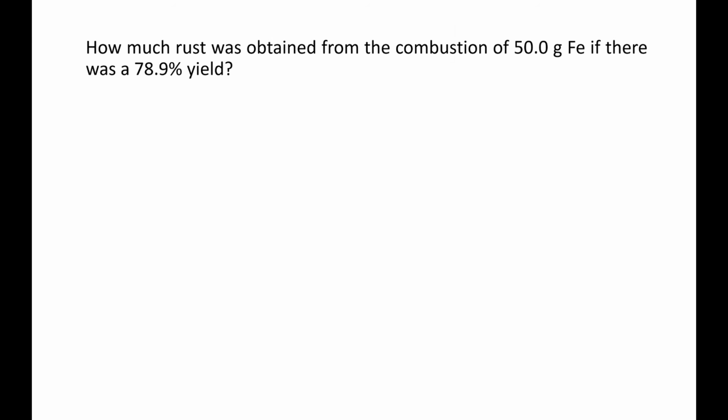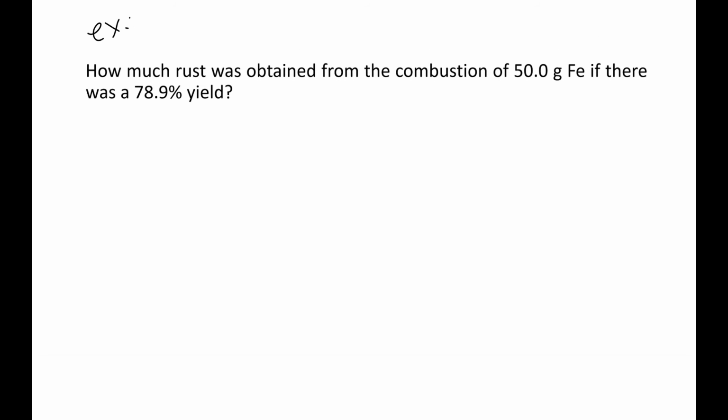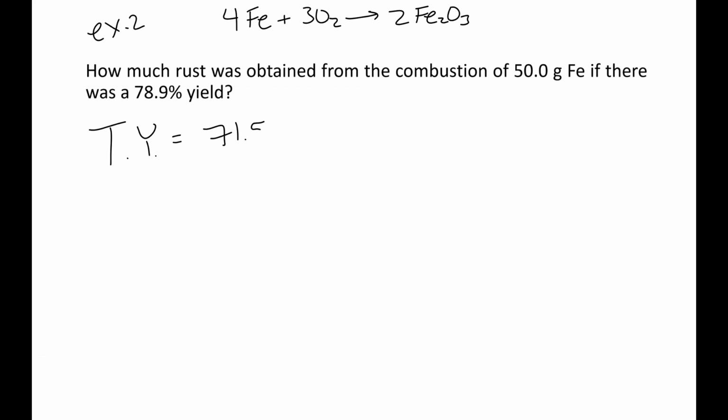Okay, let me first put this down as example 2, because this is our second example. Now, we're still using 4Fe plus 3O2 yields 2Fe2O3. How much rust was obtained from the combustion of 50 grams of iron if there was a 78.9% yield? If you recall, in example 1 we actually calculated the theoretical yield of the rust. We did the whole picket fence. We took 50 divided by 55.85 grams, which is the molar mass, did the mole ratio, and then multiplied by the molar mass of Fe2O3. So we calculated our theoretical yield, and I'm going to call it TY. That was 71.5 grams of Fe2O3.